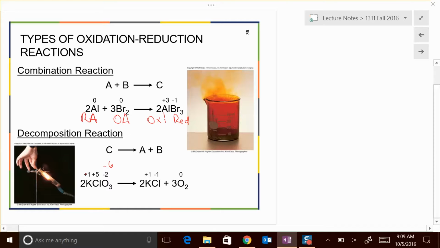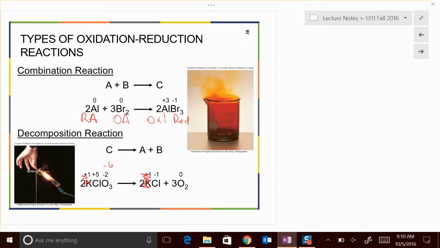Now look what happens when I decompose it. The oxidation state of chlorine goes from +5 to what? -1. KCl is an ionic compound, potassium and chlorine, +1, -1. Oxygen goes from -2 to what? 0. So what was oxidized? What was reduced? First off, did potassium change its oxidation state? No. So don't even worry about it. It's not part of this oxidation-reduction change. It stayed the same, right?